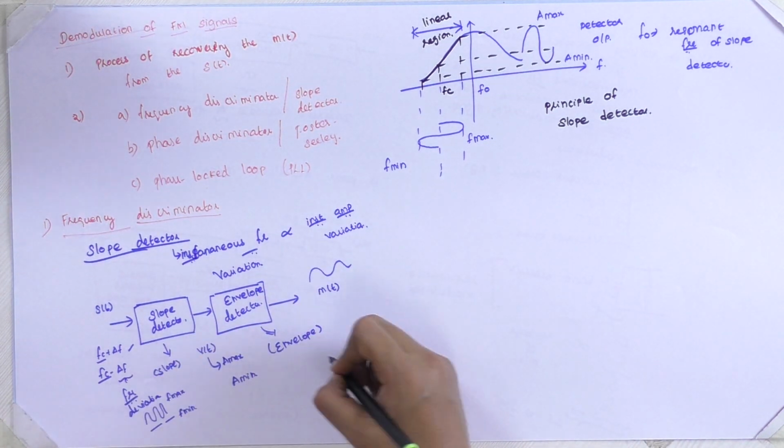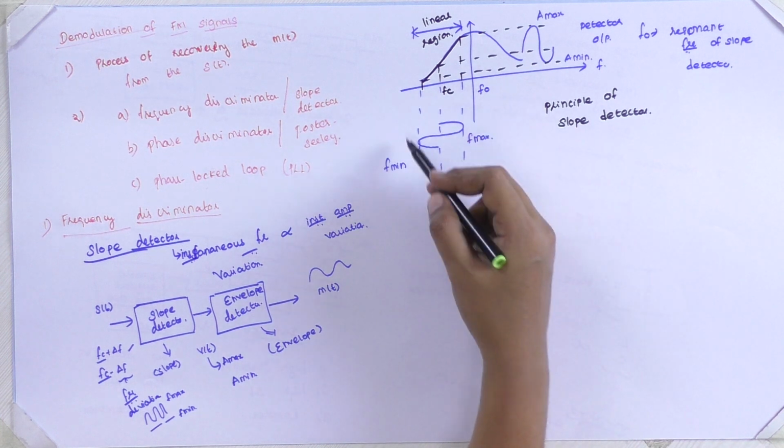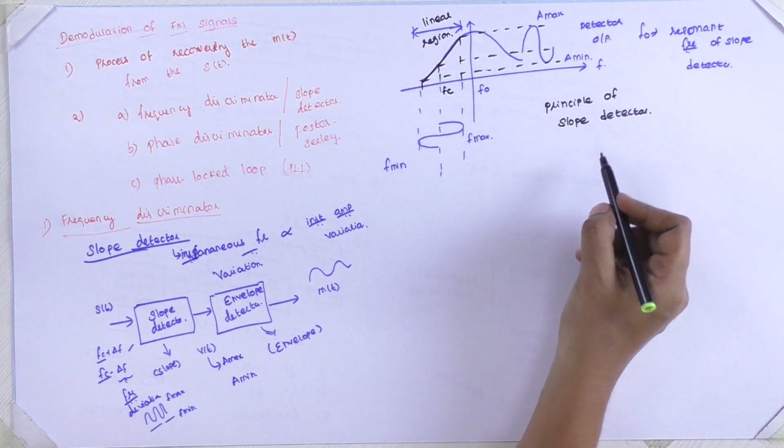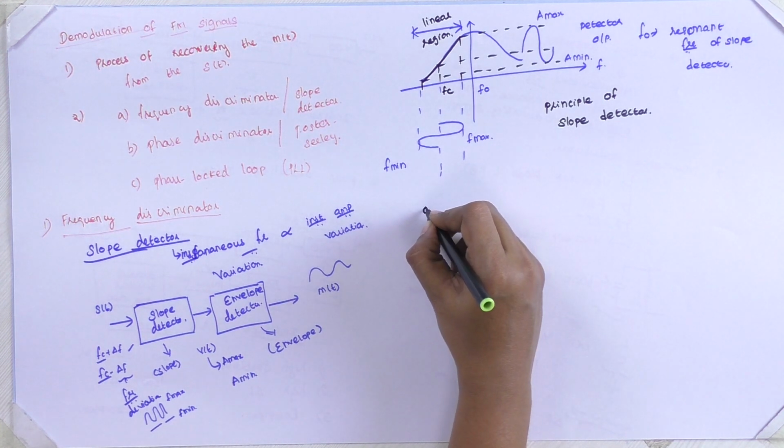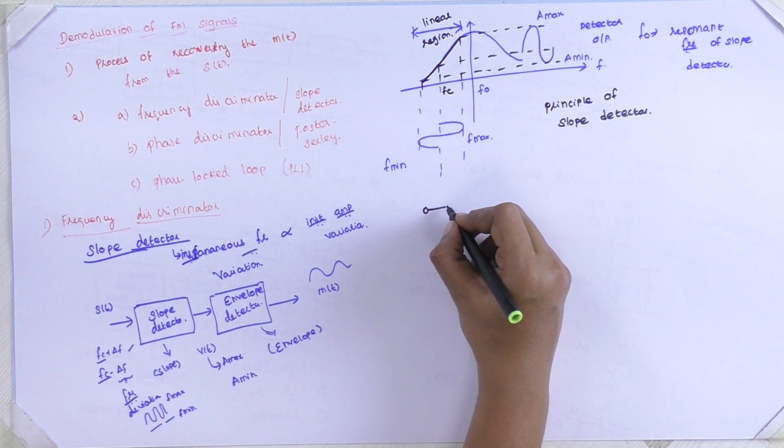Here we have seen the block diagram and the resonant characteristics of the slope detector. We'll see in terms of circuit what are all the blocks involved in it. So the first block is the slope detector.